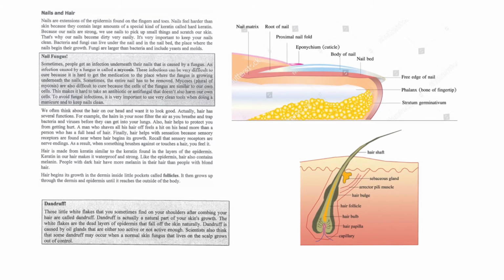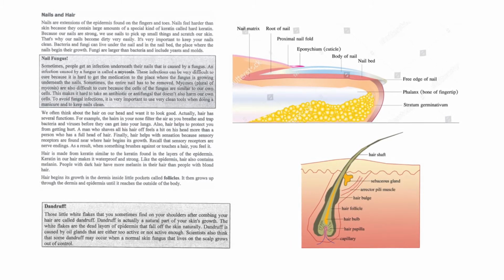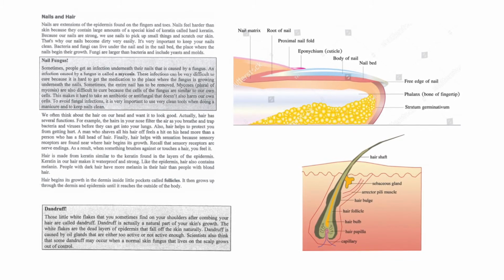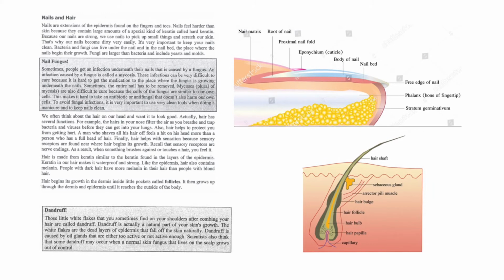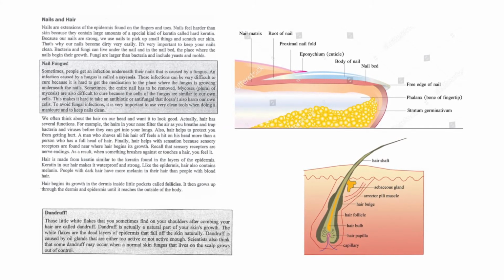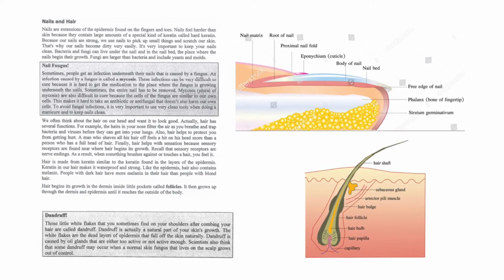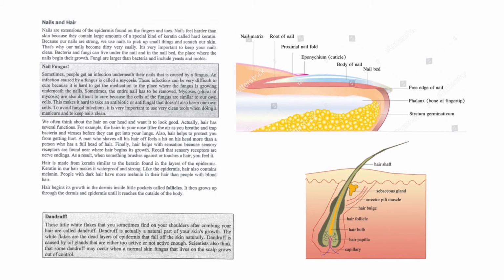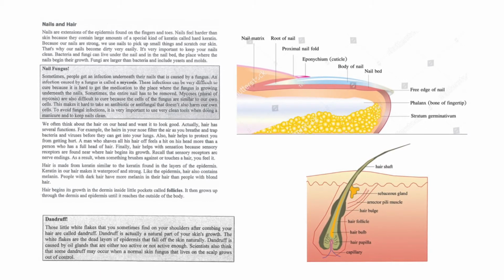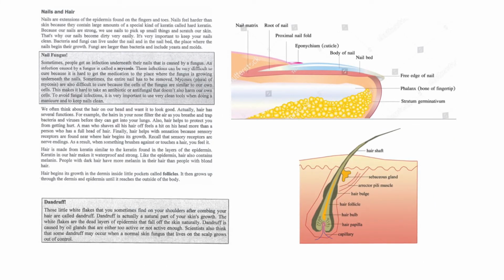Hair is made from keratin similar to the keratin found in the layers of the epidermis. Keratin in our hair makes it waterproof and strong. Like the epidermis, hair also contains melanin. People with dark hair have more melanin in their hair than people with blonde hair. Hair begins its growth in the dermis inside little pockets called follicles, and then grows up through the dermis and epidermis until it reaches the outside of the body.